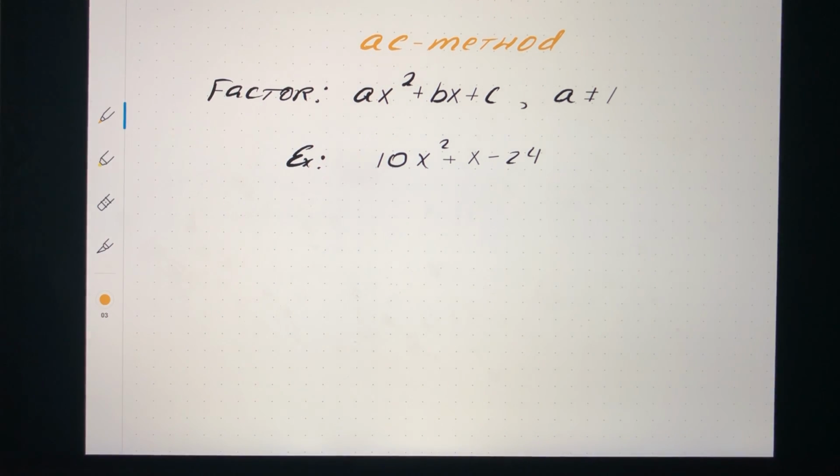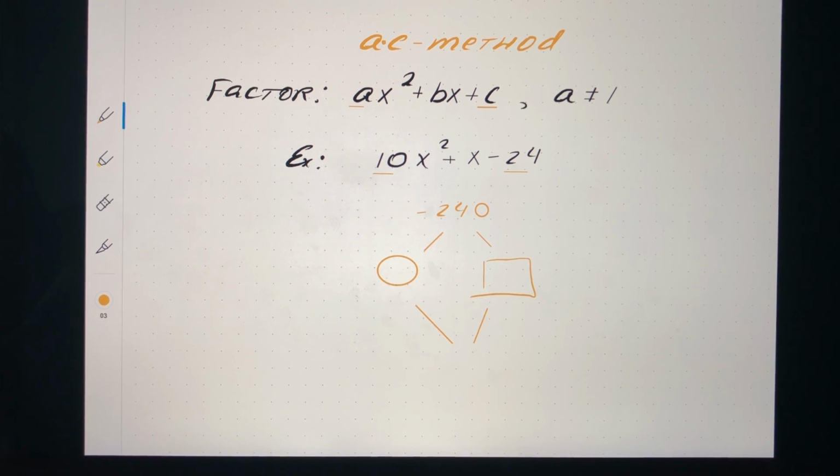The AC method tells us what the first step is. It says to multiply the A number with the C number. For our example, the A times the C is negative 240. Now we are looking at the factors of 240. So we'll look for two numbers that multiply to negative 240, but they have to add to the middle number.